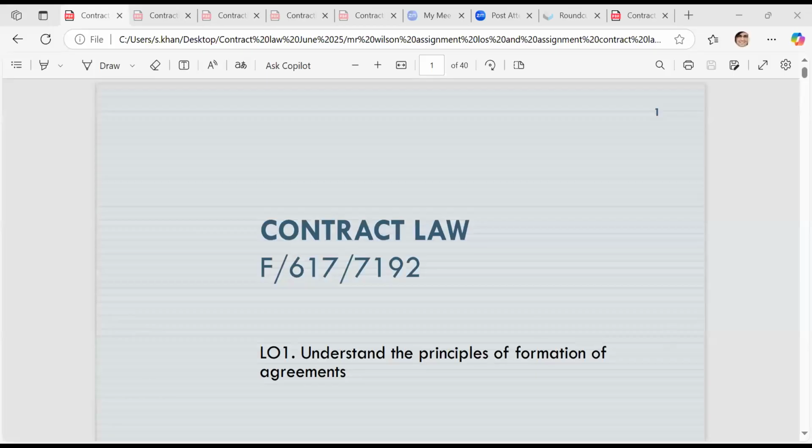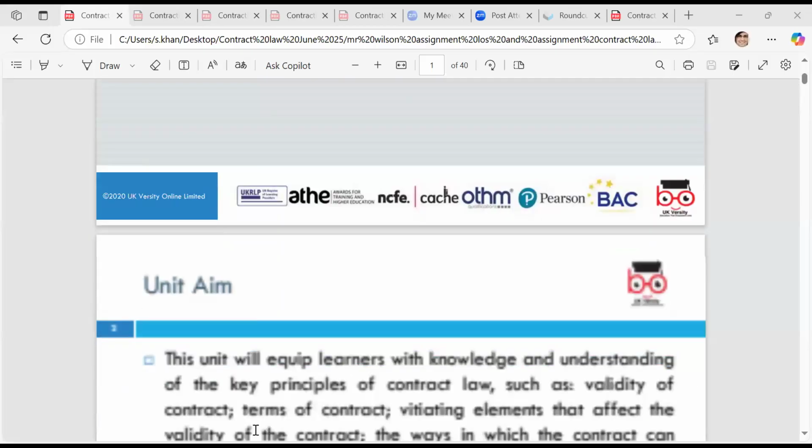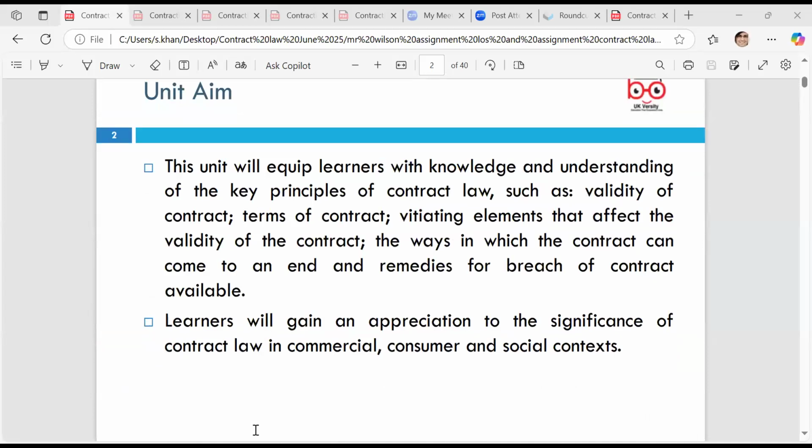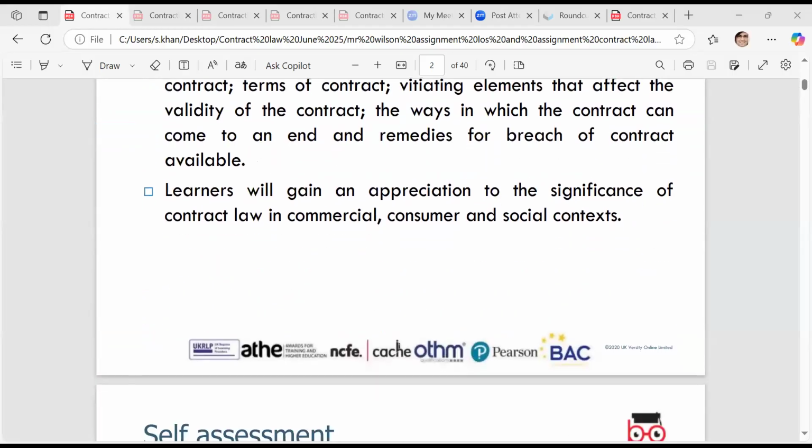This is learning outcome 1. The first learning outcome is to understand the principles of formation of agreements. It looks at how a contract is formed, the different terms of a contract, the validity of a contract, and ways that a contract can come to an end. That's the whole point of the unit that we'll be looking at.